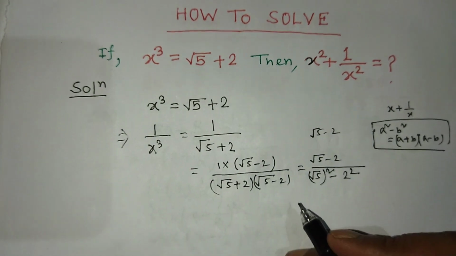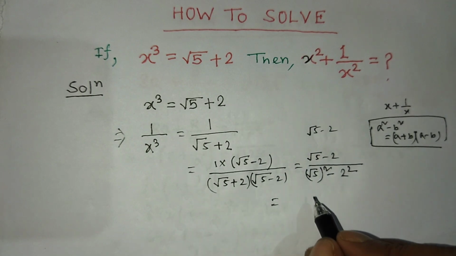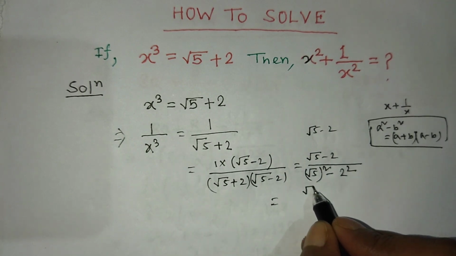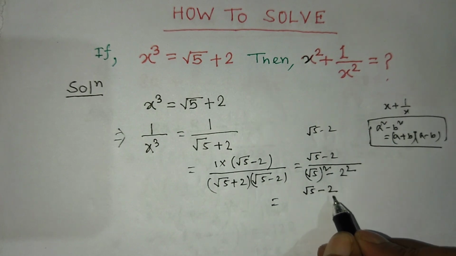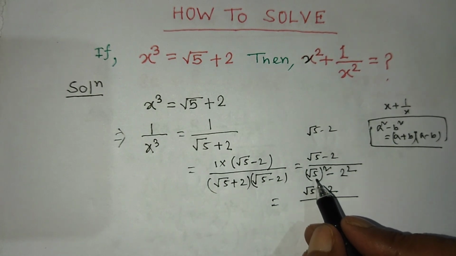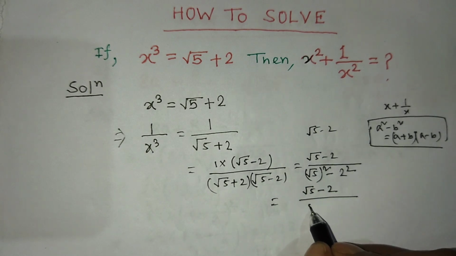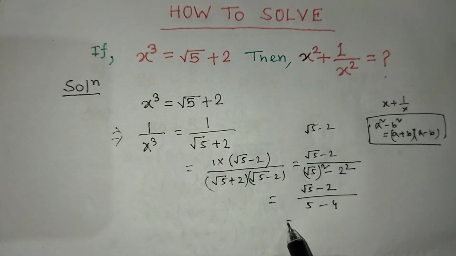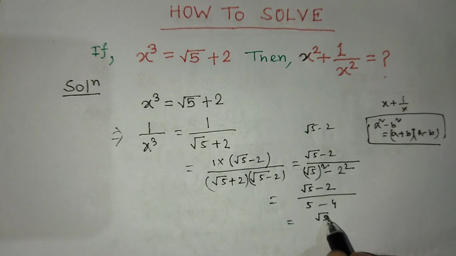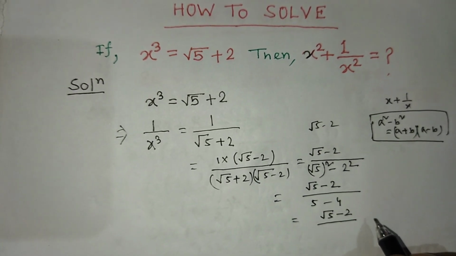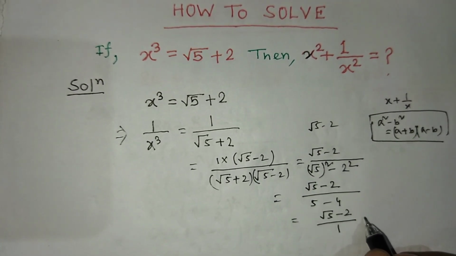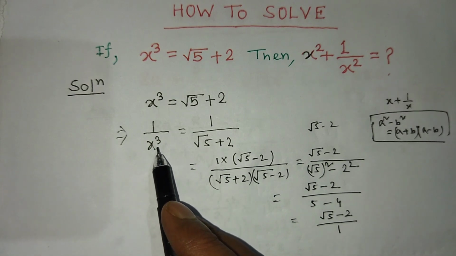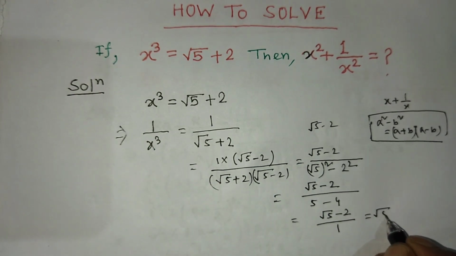So my dear student, again in the place of numerator we write root 5 minus 2, divided by the square of root 5. Root 5 square means we write 5, and 2 square means how much? 4. Okay student. After that we write root 5 minus 2 divided by, so if you subtract 4 from 5 then we get 1. So my dear student, the value of 1 by x cube will be root 5 minus 2.